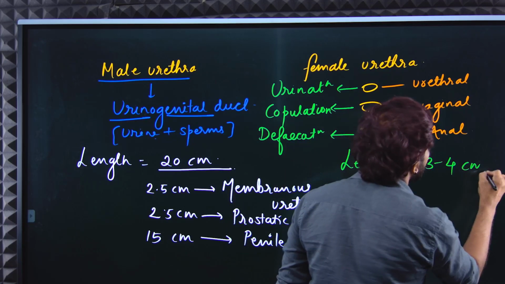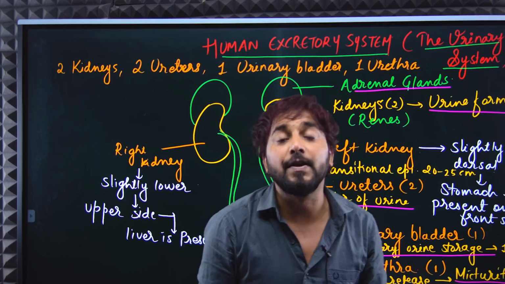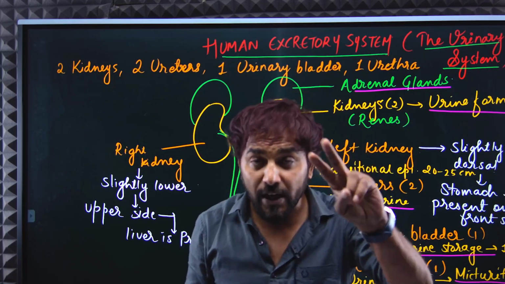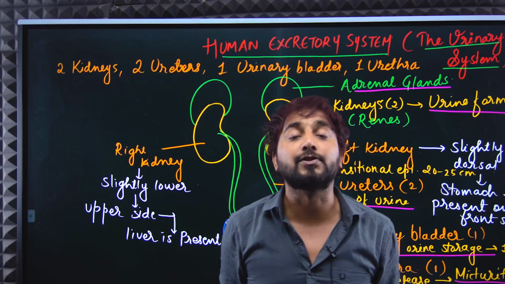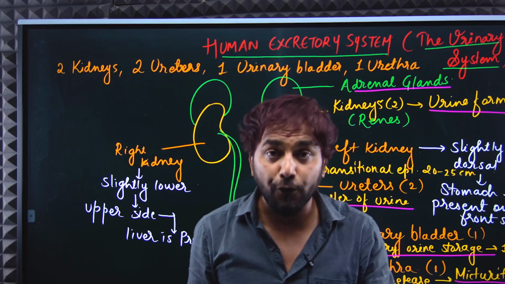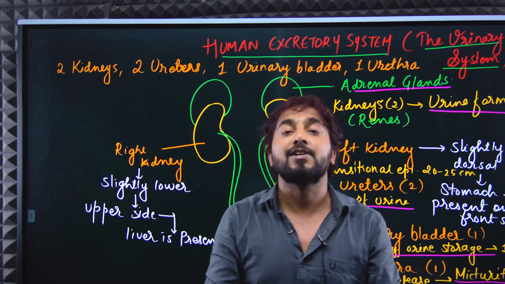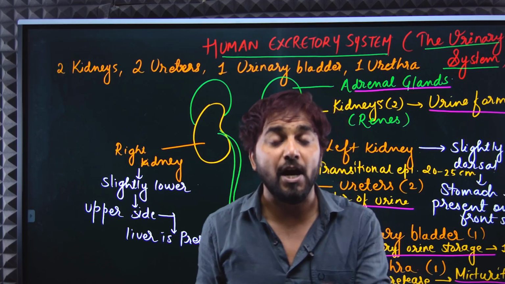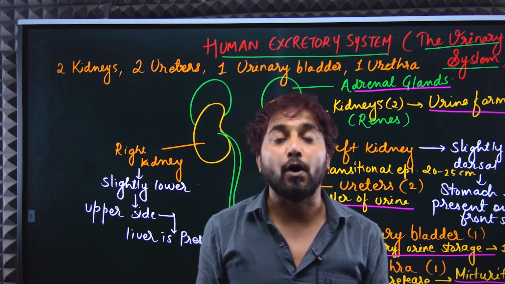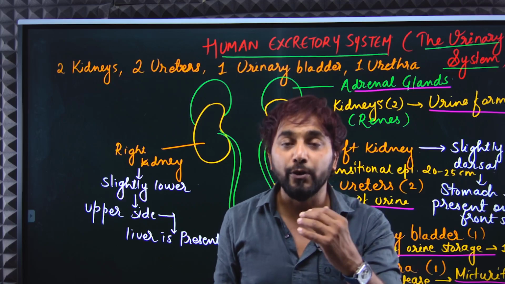All right, so in short, if we talk about the human excretory system: two kidneys, the function is urine formation. Two ureters, the function is conduction of urine from the kidneys to the urinary bladder. Urinary bladder, temporary urine storage. And urethra, that is for the release of urine, called micturition or urination.